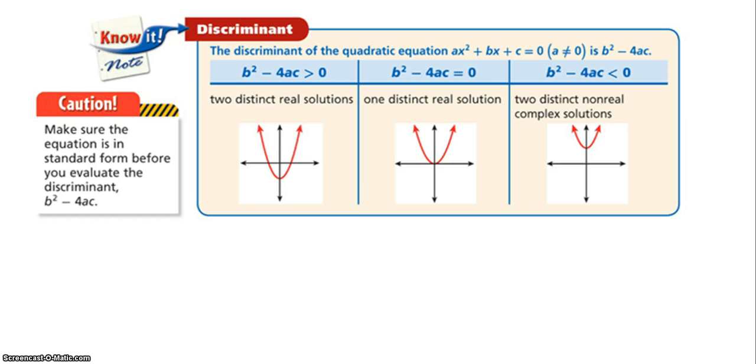All right, so here's a visual representation. If I have a positive discriminant, two solutions, meaning that it touches the x-axis twice. If it equals 0, it has one real solution and it touches the x-axis once. If I result in a negative, then I don't touch the x-axis at all, but instead have two imaginary solutions.